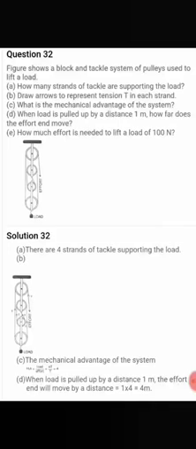How much effort is needed to lift a load? Now your MA is 4, MA is equal to load by effort. So 4 is equal to 100 by effort. So your effort will be only 100 by 4, that is 25 Newton. Clear? So write the effort will be only 25 Newton.